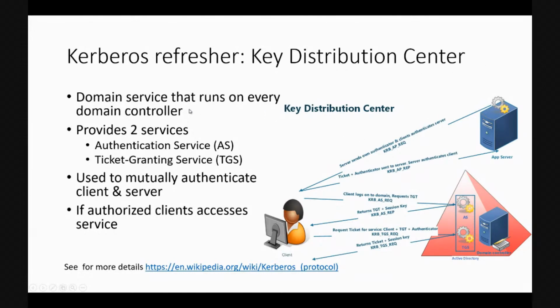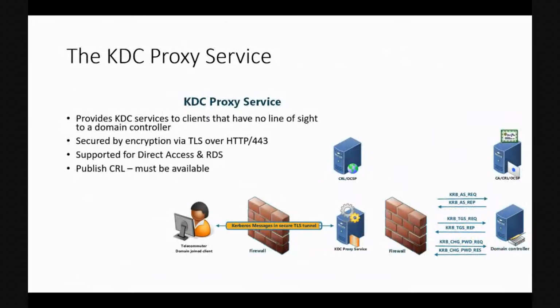Well, it's a service running on a domain controller, and it provides two services, right? It authenticates you, and it makes sure there is a ticket granting service that can get you a ticket granting ticket. Now, that is all used to mutually authenticate between the client and the server. So that's what this is showing you. The client getting a ticket granting ticket, authenticating to the server, and then the server authenticating to the client. In short, if you want more details, there's a lot of information about that on the internet. Now, the problem is this doesn't work on the internet.